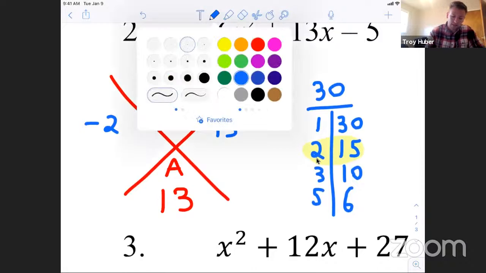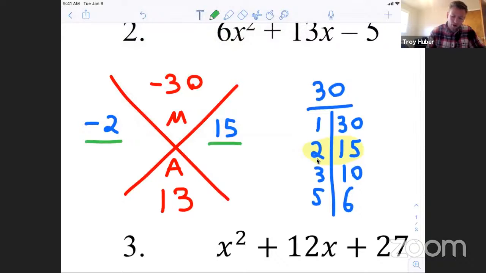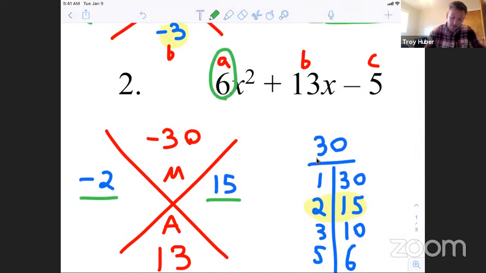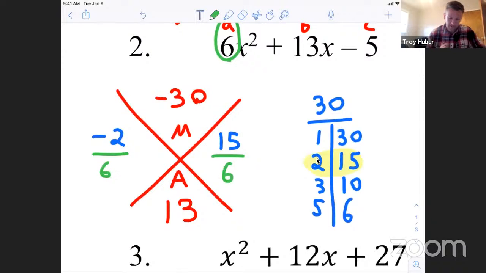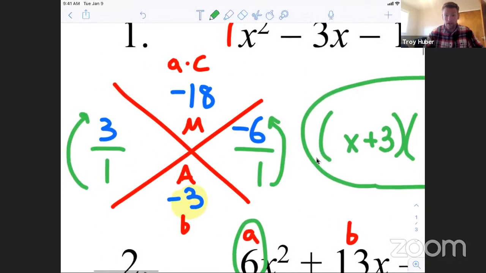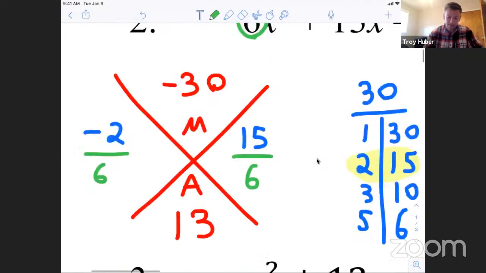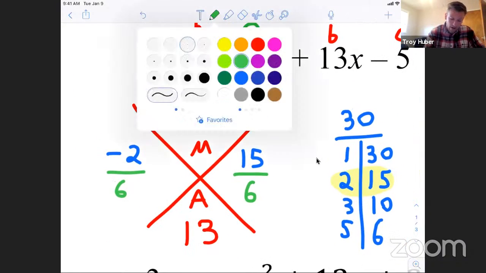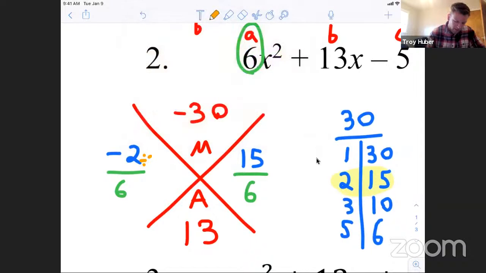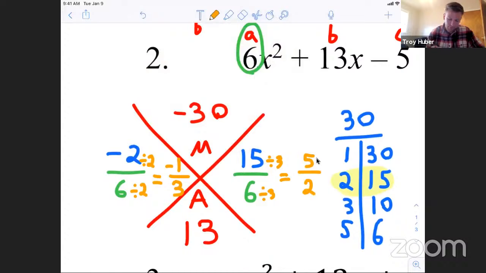All right, and our last step is just to put them both over our A value, which here is 6. So I put them both over 6. Now watch out, because in this example, they were over 1, so we could not simplify. This one, we have to simplify actually both of these. So on this side, I'm going to divide my numerator and denominator by 2. So this would give me -1, and 6 divided by 2 is 3. And on this side, I'm going to divide both of these by 3. So I get 5 over 2.